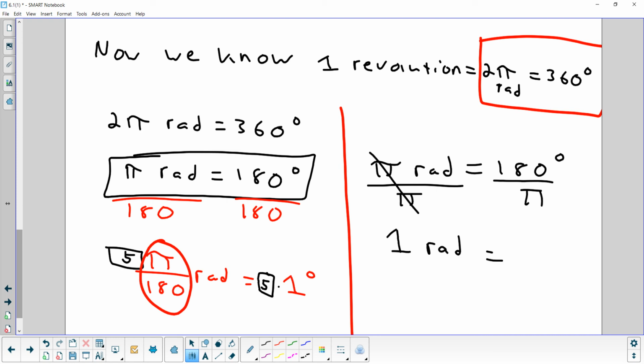Now you've got a formula for 1 radian. So if you wanted to know what 1 radian is, you could type that in. It's 180 divided by 3.14. I think it's about 57, roughly.